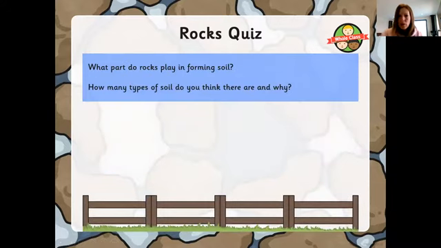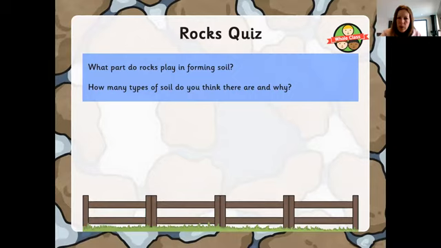So there's our little quiz just to remind us and set us up for what we're going to be looking at today as well. So what part do rocks play in forming soil? It's a little question for you to think about. And how many types of soil do you think there are and why?